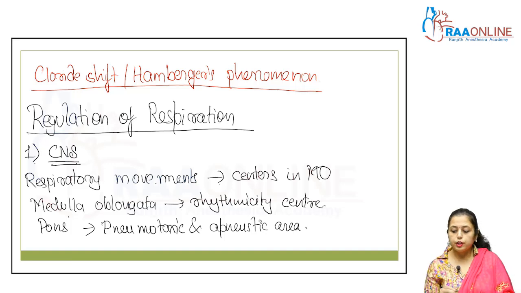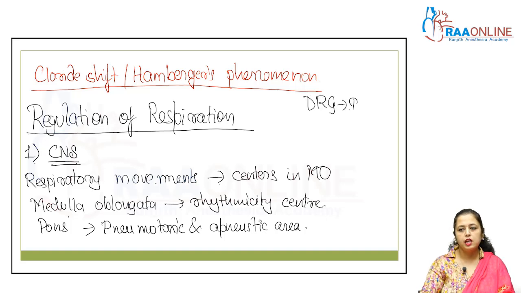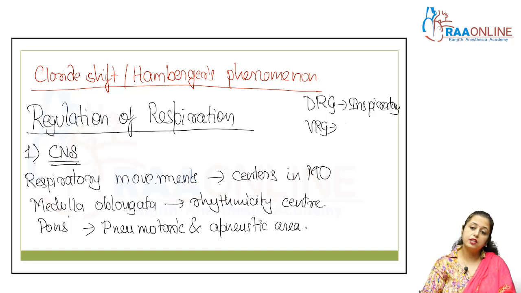When we talk about the medullary respiratory center, there are two centers, that is the DRG and the VRG. The DRG is the dorsal respiratory group, which is also known as the inspiratory group, and the VRG is the ventral respiratory group, which is related with exhalation, or we can say it is called the expiratory center, right?